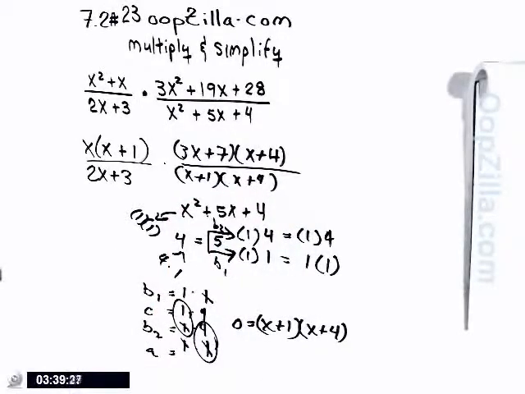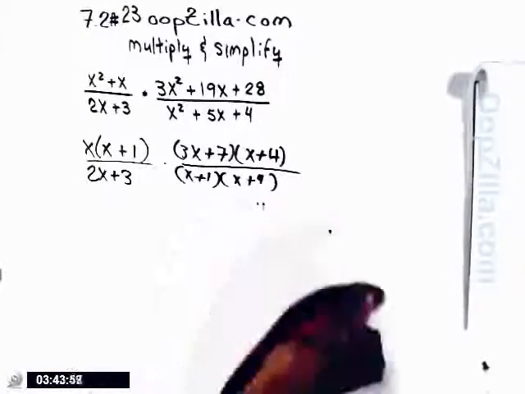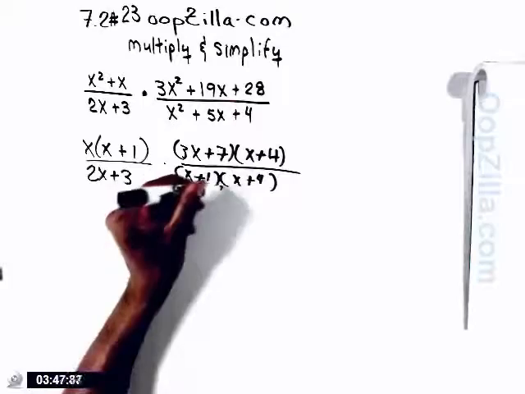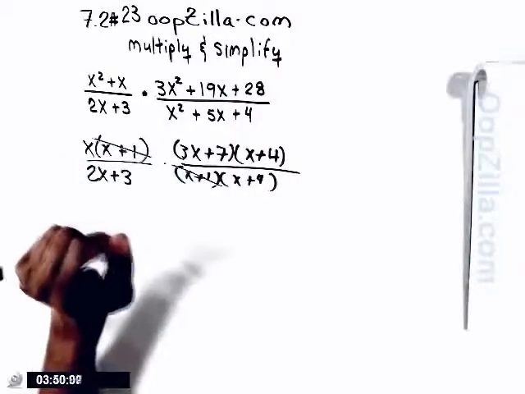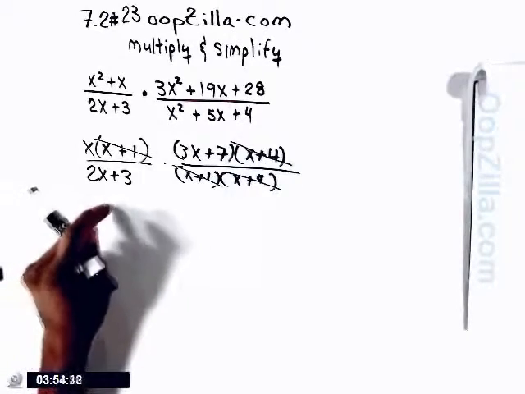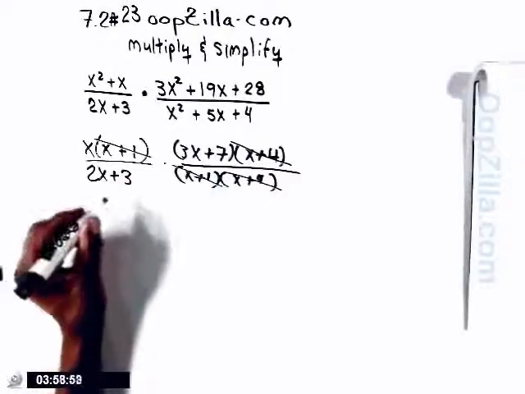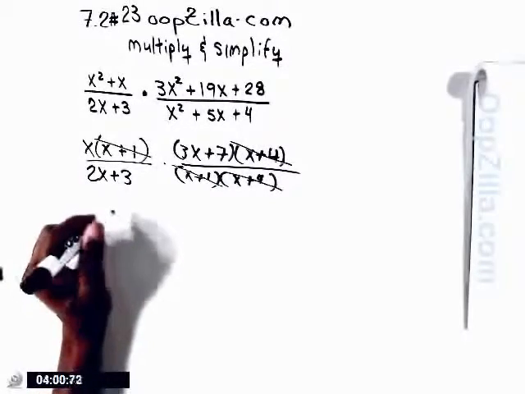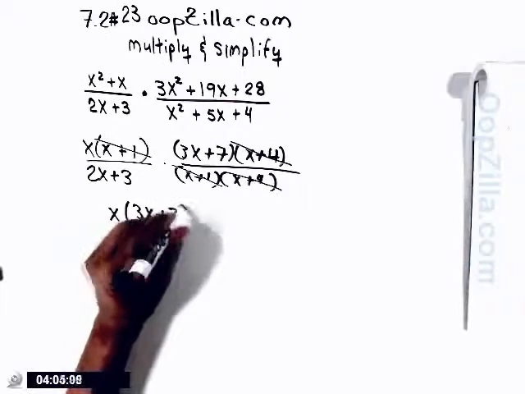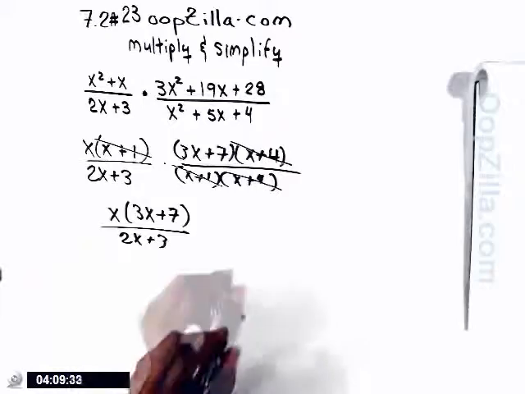Now let me start cleaning up some of this stuff here. Now I can cancel out this guy and this guy. And what else can cancel? This guy and this guy. Can anything else? Let me check my notes. Looks like that's as far as I can go. So let me clean this up a little bit. I'm going to have the x that remained times 3x plus 7, and then the bottom is going to be 2x plus 3.